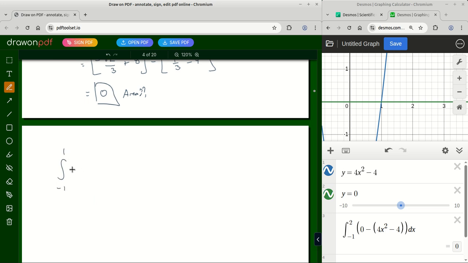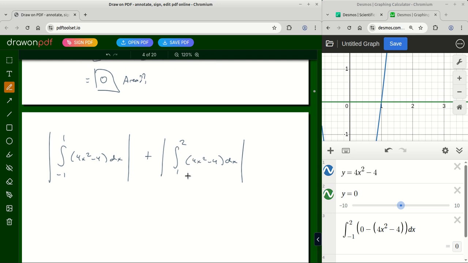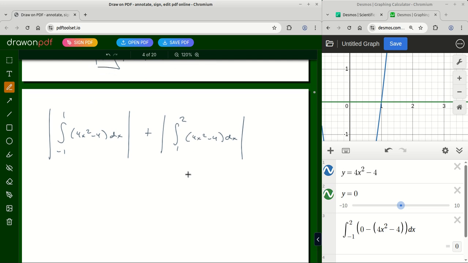-1 to 1 of the exact same thing, so 4x squared minus 4 dx. It doesn't matter about the 0, it'll go away. And I want to find the absolute value of that. I want to find out what the actual area, like the number is, but I'm supposed to add it to the other guy. So I'm going to go from 1 to 2, do the same thing. And you're going to see that we're going to get a negative and a positive. It doesn't really matter that much to me. We're just going to try to find out what the numbers are, okay?